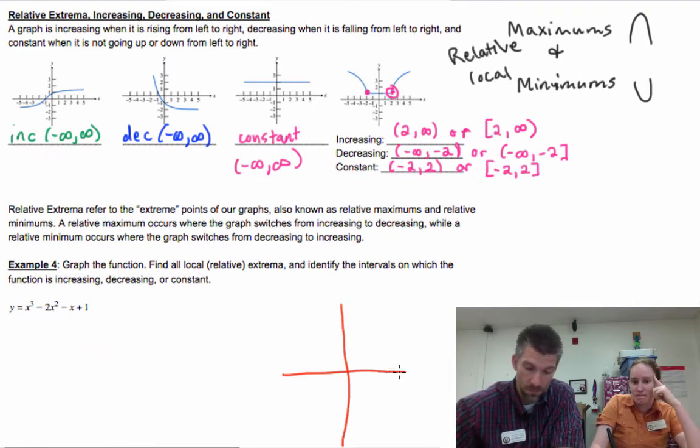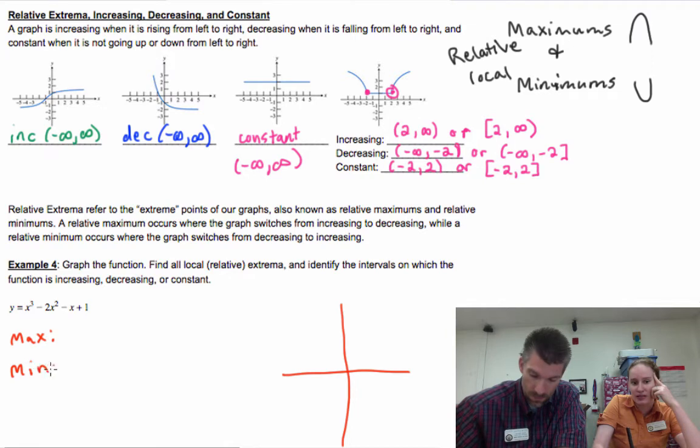So, is that a cubed? Yes. I happen to know this will have a max and a min.